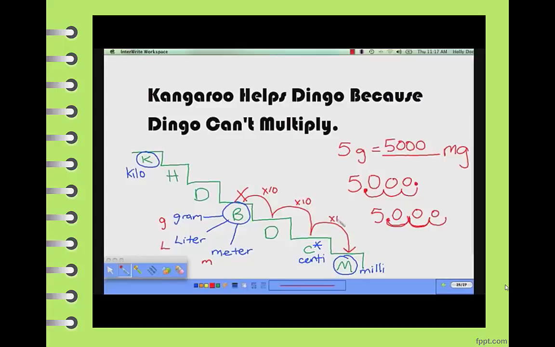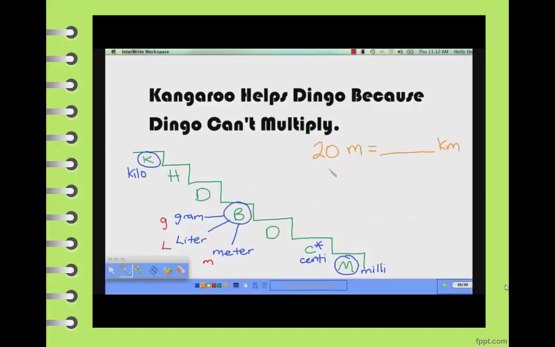Times 10 again makes it 1,000 times bigger. In this one, our unit is 20 meters, and we want to change it to kilometers. So we're going to start on our meter step. Be careful, you don't just choose M, because M step really stands for milli, and we're not talking about milli. If we were talking about milli, it'd be MM for millimeters.